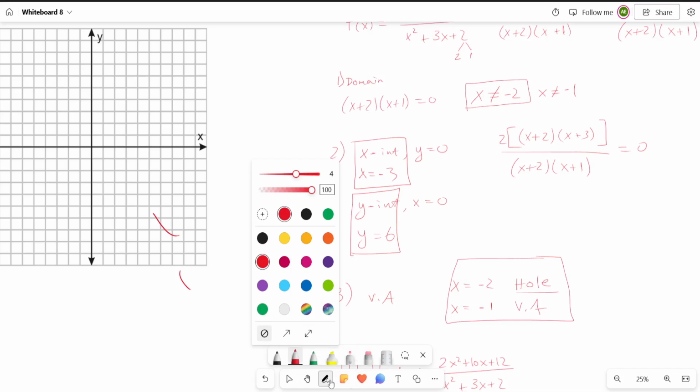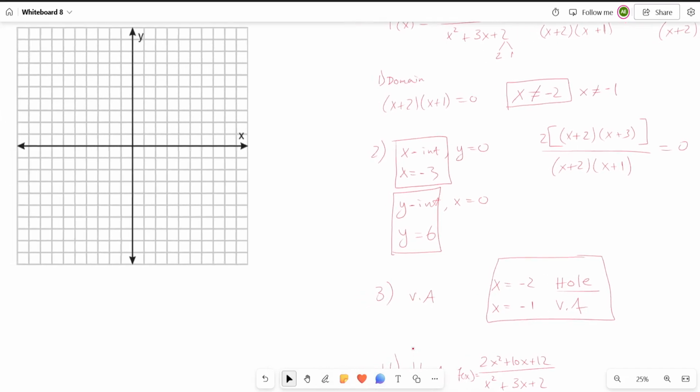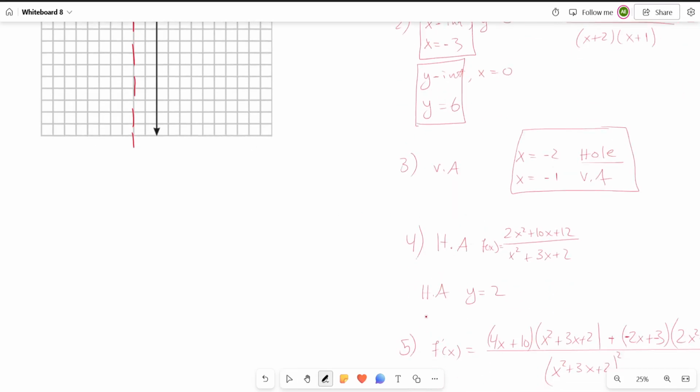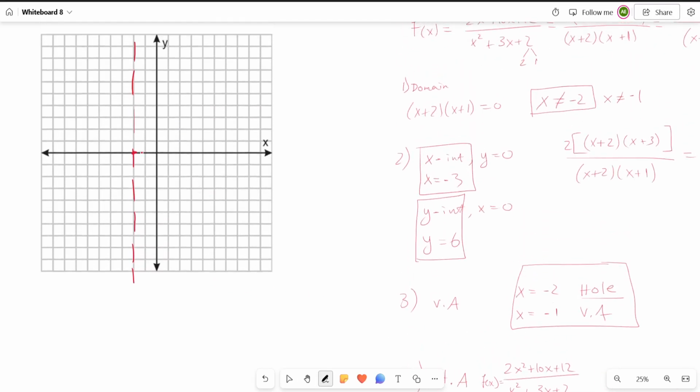Okay, so first in drawing, the first thing you should do is always draw your vertical asymptote and your horizontal asymptote. So over here we have a vertical asymptote at x equals -1. So let's say this is x equals -1. Let's draw a vertical asymptote over here. And our horizontal asymptote was at y equals 2. So let's say y equals 2 is over here.